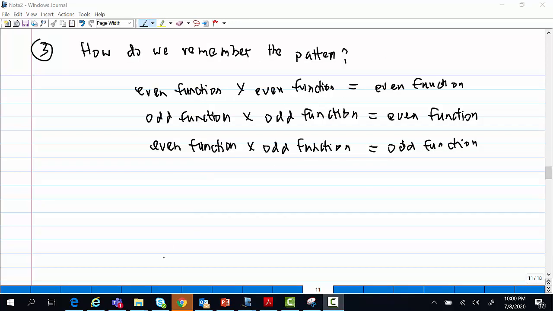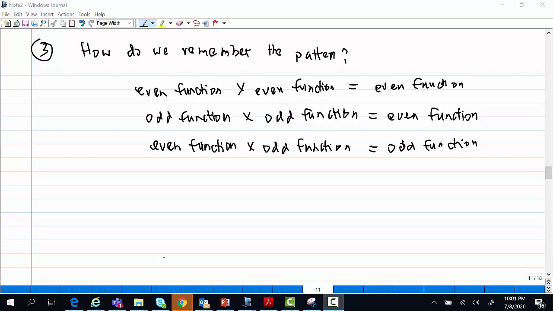So, how do we remember the pattern? Even function times even function is an even function. Alright, we know even number times even number is an even number. But now we have odd function times odd function is again an even function, very different from odd numbers, where odd times odd is an odd number. And even function times odd function is an odd function, very different from even numbers, where even times odd is an even number.